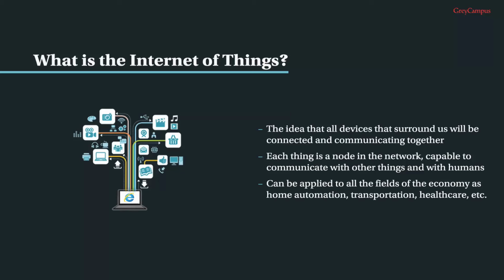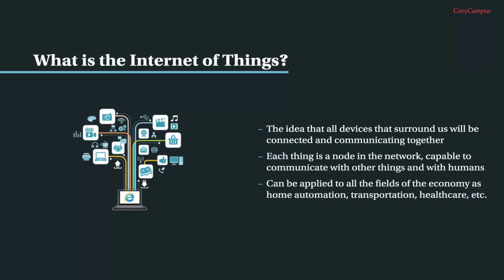Each of these things, for example, can be your computer, of course, but also some home automation devices like a video camera. Each of these things will be a node in the network and will be able to communicate with other things. For example, this camera will be able to tell you that some motion was detected in your home.